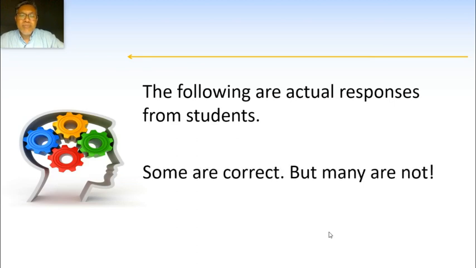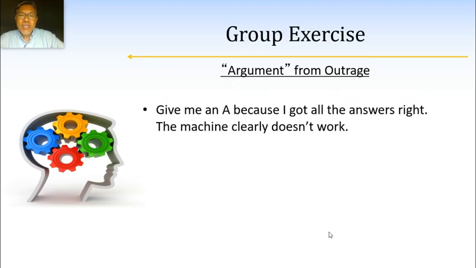Okay. So first, argument from outrage. "Give me an A because I got all the answers right. The machine clearly doesn't work." Okay, so here you are, and this is what you're telling your teacher. Remember, you want to convince the teacher of your claim. You want to convince the teacher of a certain belief. So in this case, you want to convince the teacher that they should give you an A.